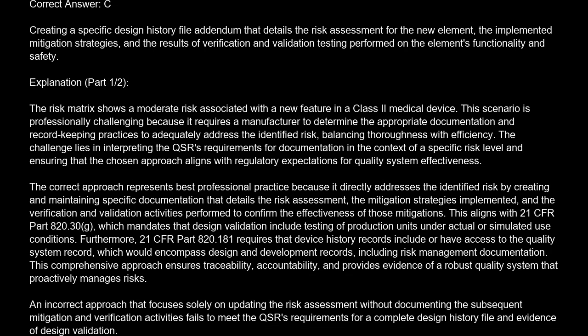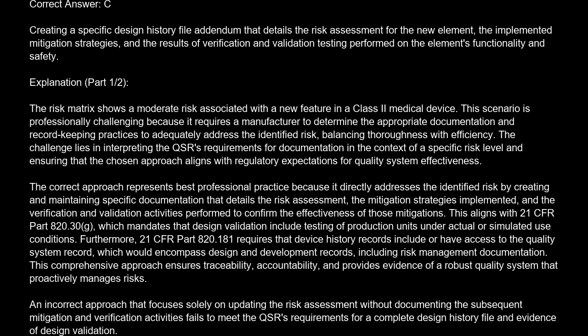The correct answer is C. Creating a specific design history file addendum that details the risk assessment for the new element, the implemented mitigation strategies, and the results of verification and validation testing performed on the element's functionality and safety.